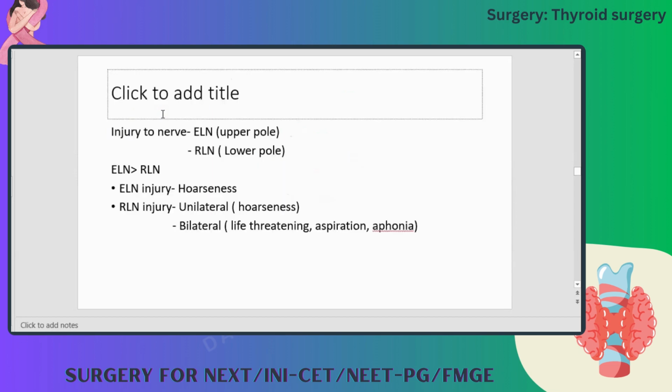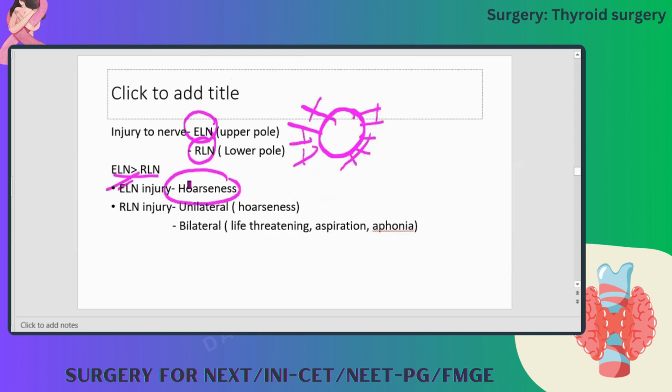Second is injury to the nerves. There are 2 nerves: external laryngeal nerve and recurrent laryngeal nerve. It is a small gland with multiple vessels, arteries and nerves, so whenever you do surgery there is a high chance that you injure some of them. External laryngeal nerve injury will result in hoarseness of voice. Recurrent laryngeal nerve: if it is unilateral, only one nerve is injured, then it's okay. The patient will have only hoarseness of voice.